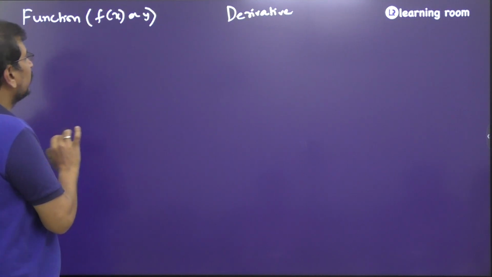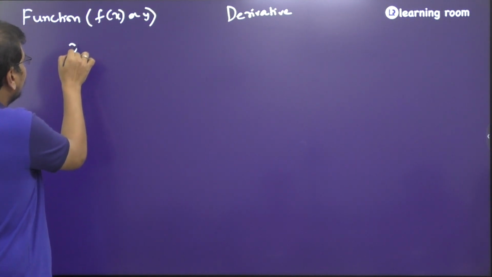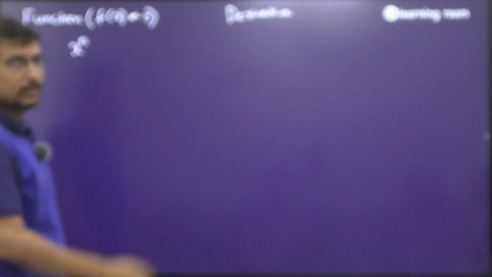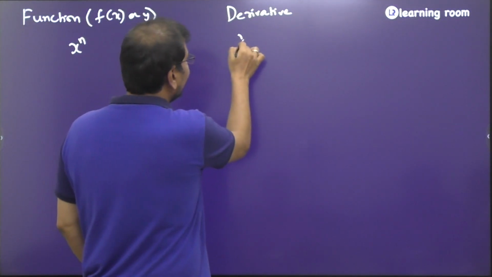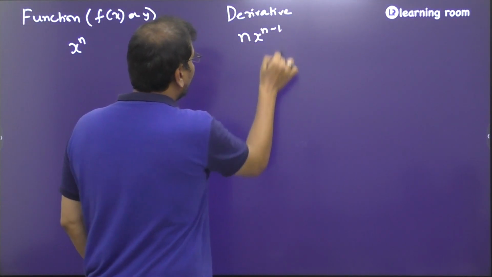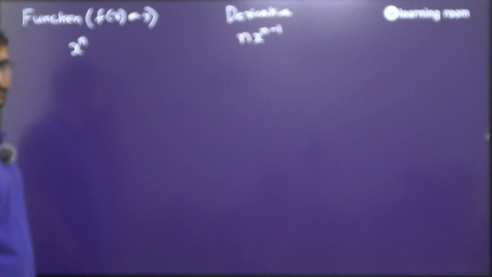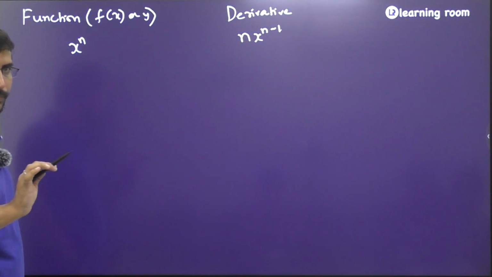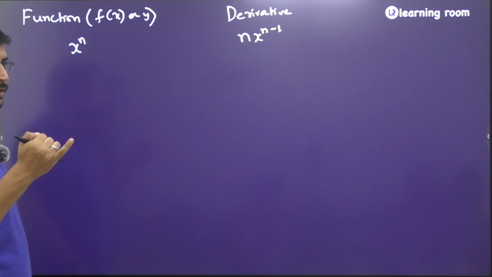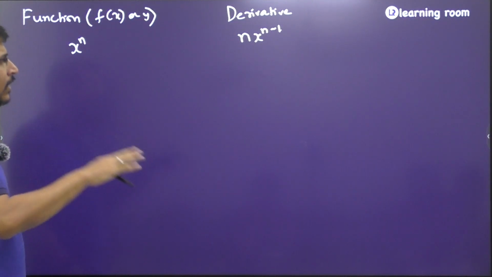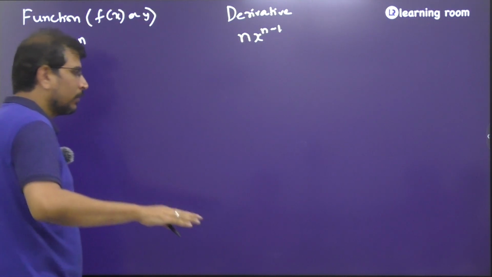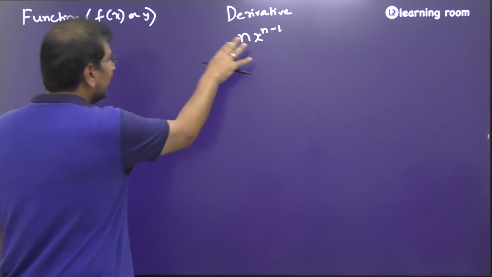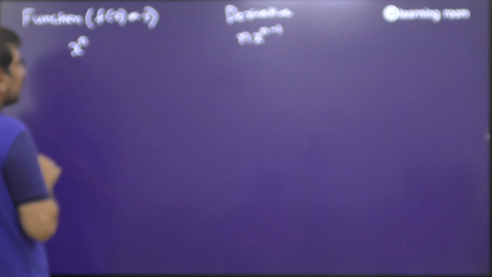Suppose I have a function like this, x power n. The derivative of this function is given as n into x power n minus 1. I told you, don't ask me the reason. Now I can't tell also. You need to know the binomial theorem and all those things for you to derive. As of now, don't worry. It's not a part of your headache. So the derivative of x power n is n x power n minus 1.